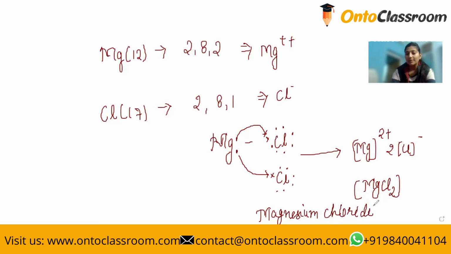So we have discussed ionic bonding. In the next session, we are going to discuss how two elements share their electrons, forming coordinate bonds and covalent bonds. Thank you so much.